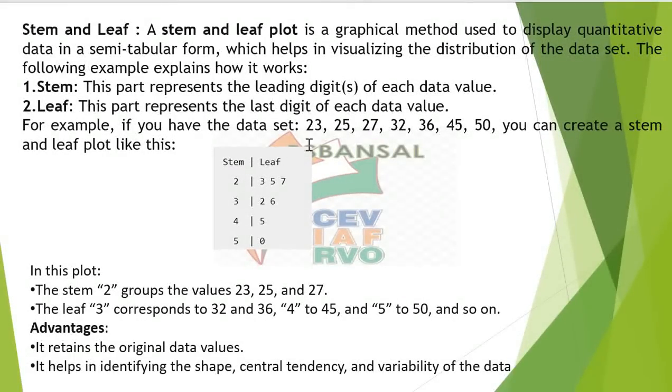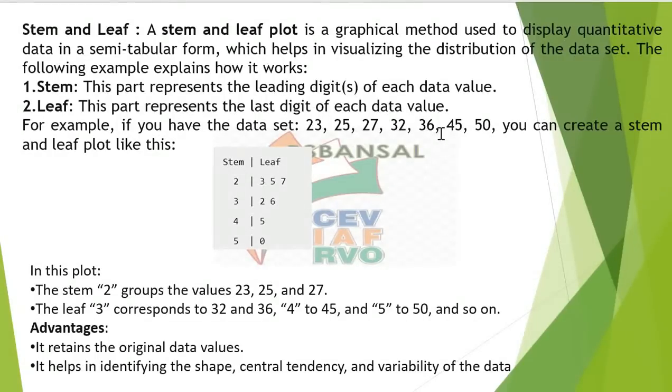Stem, see here the values from 23 to 29. You have these three values 23, 25, 27. So this 2 will be the stem, and 3, 5, and 7 are leaf. Then from 30 to 39, you have two values 32 and 36. So this 3 will be your stem and 2 and 6 will be your leaf.